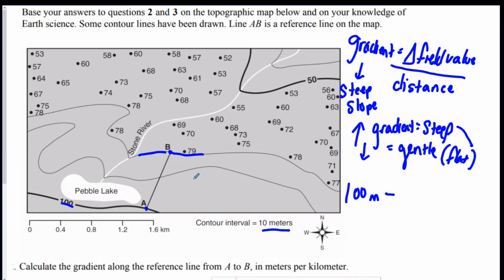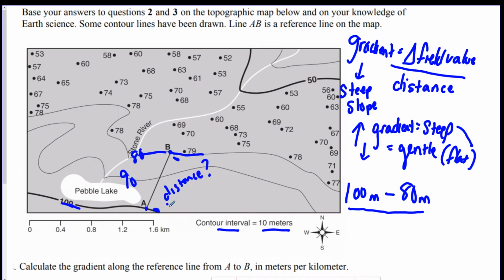Now, it doesn't tell you what value that line is, but the contour interval here is 10 meters, meaning each line goes up by tens or down by tens. So this is 100. That means this one's 90, which means this one's 80. And that makes sense because the 79 is a little bit before it. So B is 80. So we're going to do 100 meters minus 80 meters divided by the distance in between A and B. So we have to figure out how much distance is between A and B.